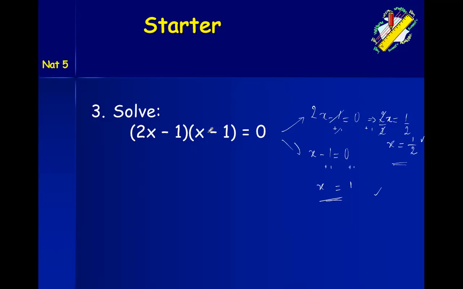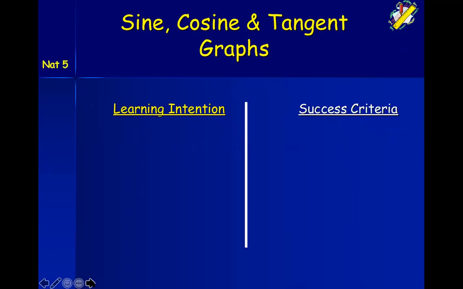And when x equal 1, this is equal to 0. And when x is a half, 2 times a half is 1, 1 minus 1, this would make it 0. Okay, guys. So that was your starter question to warm you up.